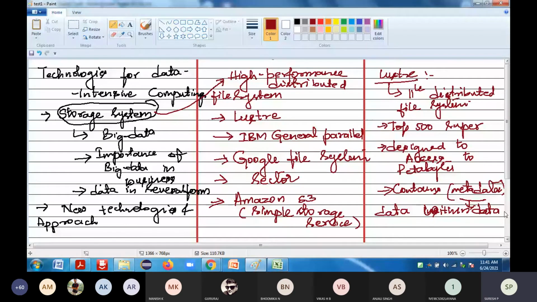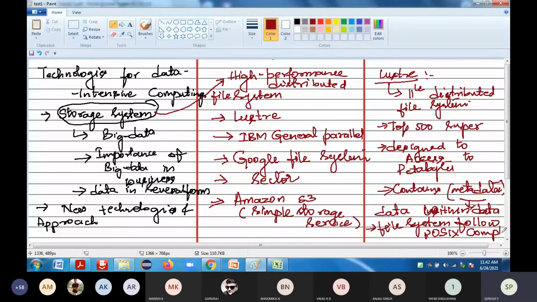The file system follows POSIX compliance. What do you mean by POSIX compliance? Can anyone answer? POSIX stands for Portable Operating System Interface. It is similar to Unix. Whatever file system you have in Unix, the same file system it is going to follow in Lustre, because Linux follows POSIX compliance.